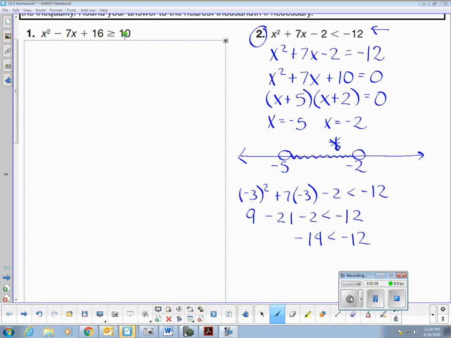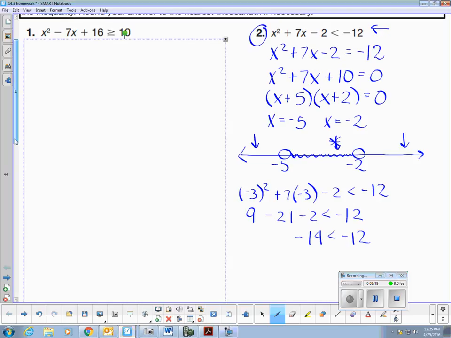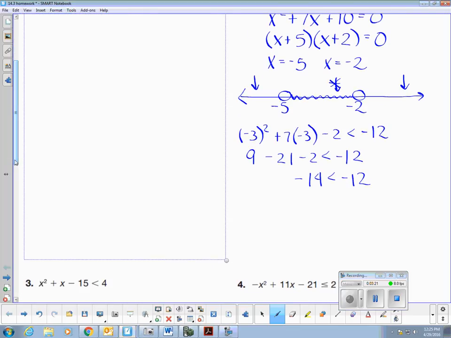Now it's always a good idea to check a value to the left of -5 and to check a value to the right of -2, just to make sure. But I feel very assured that this inequality would represent all the x values that are greater than -5, but less than -2. In interval notation, we write that as (-5, -2).